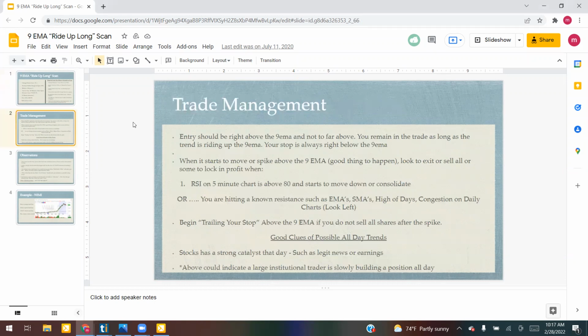Entry should be right above the 9 EMA and not too far above it. You remain in the trade as long as the trend is riding up the 9 EMA. Your stop is always below the 9 EMA. You wait for that 5-minute candle to close. As we mentioned, use common sense. You wait until the 5-minute candle closes as a general rule.